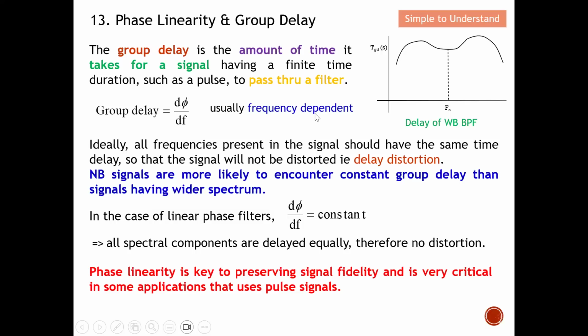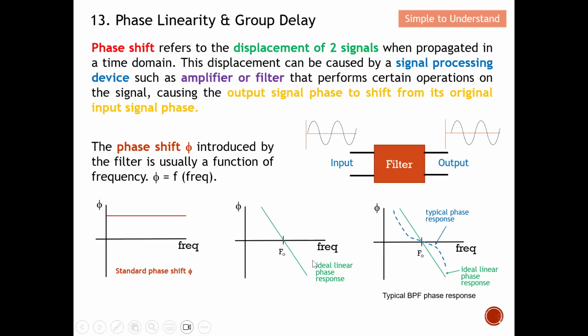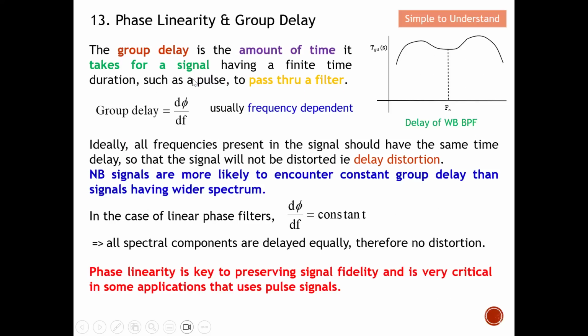As I mentioned earlier, phase shift depends on frequency. As you can see from the earlier charts, different frequencies have different phase shifts. Because of this, we anticipate different group delays as well. So this is the equation to compute the group delay. Ideally, all frequencies present in a signal should have the same time delay, which means that at all frequencies, they should have the same delay.